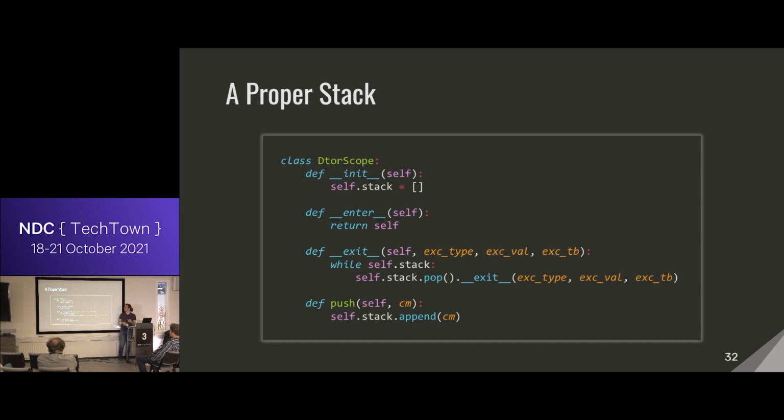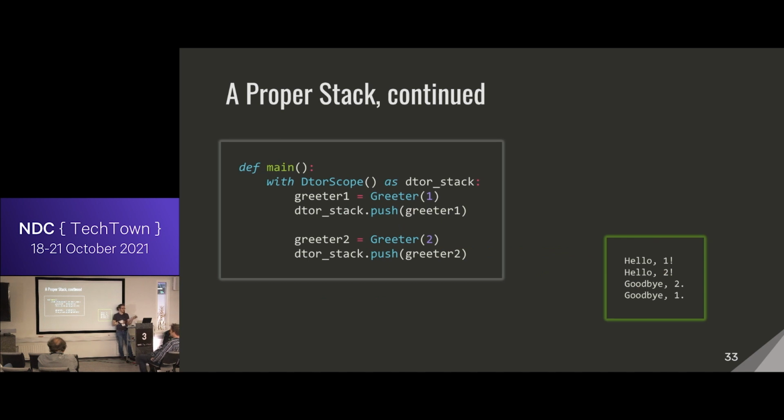And we have an enter method which just returns the same object. That's very common with context managers. We usually don't need to do anything in the enter method. And we have an exit method that goes over the stack in reverse order and destructs all the objects. So we actually call the destructors in the right order. And we have a push method to add to the stack.